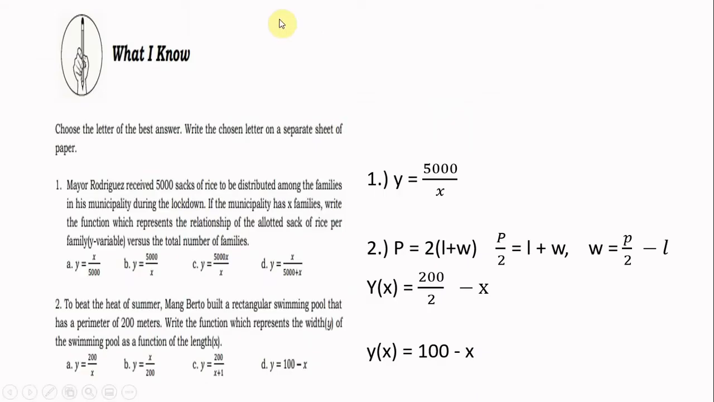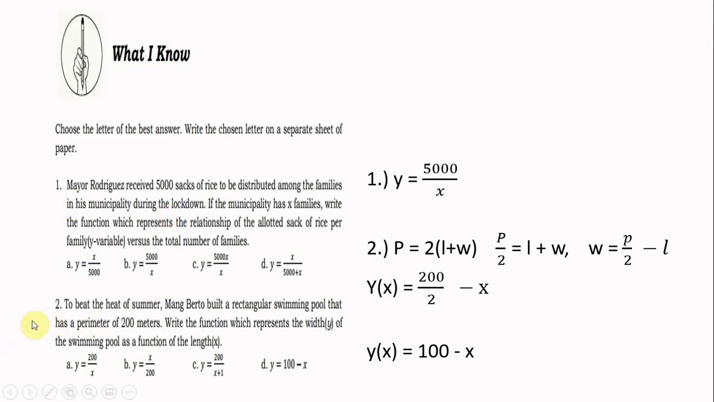Okay, let's proceed. So what I know, choose the letter of the best answer, write the chosen letter on a separate sheet of paper. Number 1, Mayor Rodriguez received 5,000 sacks of rice to be distributed among the families in his municipality during the lockdown. If the municipality has x families, write the function which represents the relationship of the allotted sacks of rice per family. So we'll be using the y variable versus the total number of families. So our answer is y is equal to 5,000 divided by x.